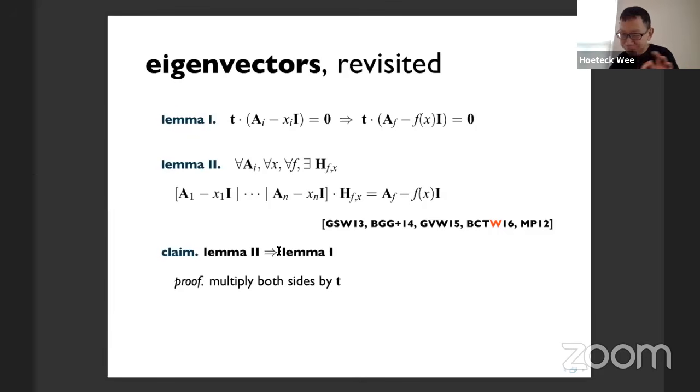At this moment I'm not proving that lemma 2 is true. Let me just do a sanity check that lemma 2 is indeed a generalization of lemma 1. So lemma 2 implies lemma 1, why? If you multiply both sides by t, t times the left-hand side is going to be 0, thanks to this. 0 times h is 0. So the right-hand side is 0. So t times the right-hand side is 0, which implies this statement over here. Okay, all right, let me pause for a moment and take questions.